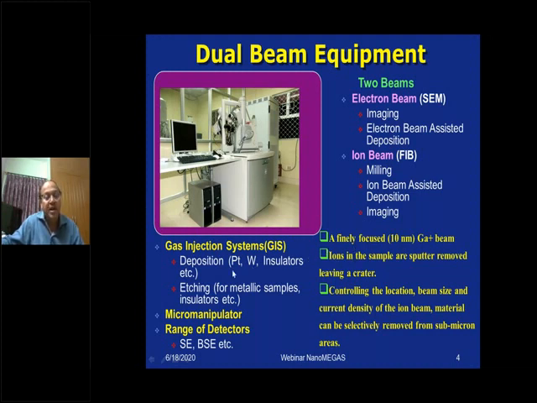We can do a deposition also, a deposition of platinum to tungsten. It can act as a manipulator. We can also put off the ion beam and use the electron beam to image afterwards in the same machine. That's why it's called dual beam equipment.